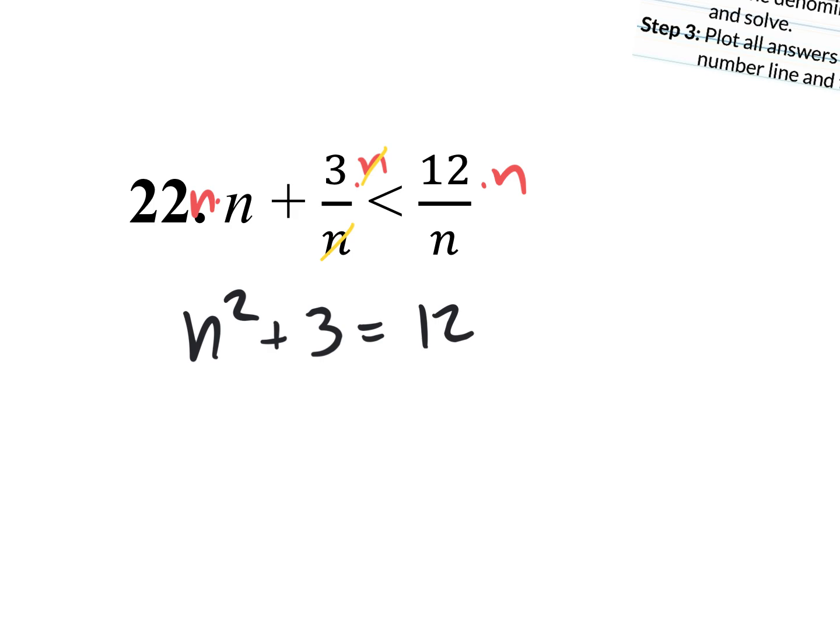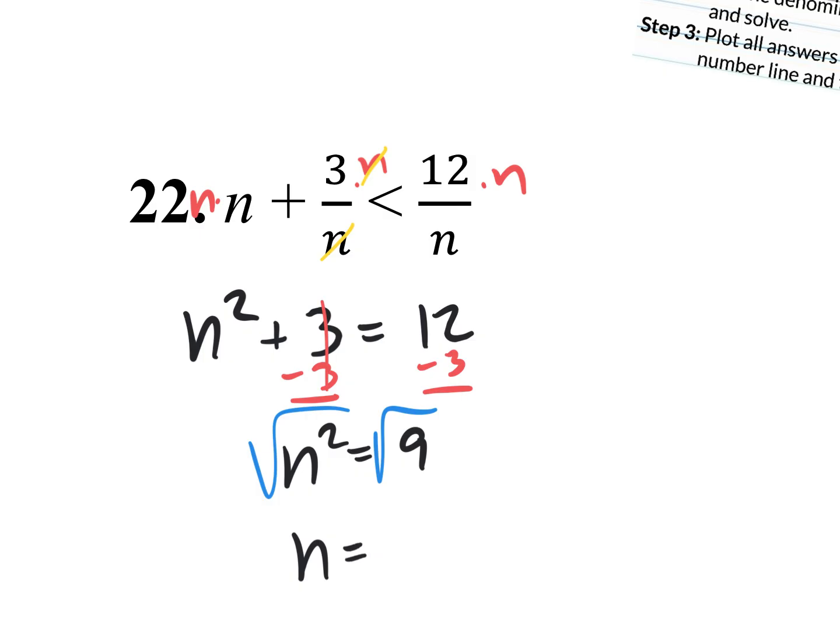Let's now solve this, get n by itself. So we're going to subtract 3. You're going to end up with n squared equaling 9. And how do you get rid of a square? Square root. But when you apply a square root in an equation, you have to put a plus or minus in front of your answer, and the square root of 9 is 3.